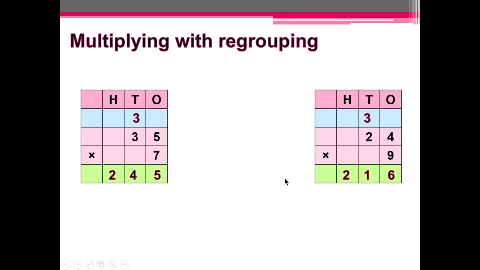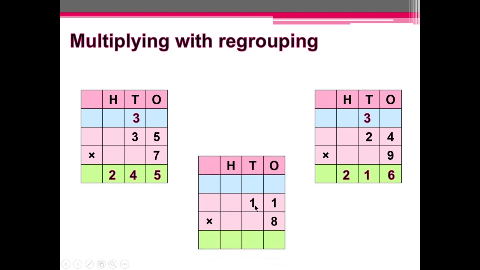Very good. Now, 11 multiplied by 8. Can you tell me? Yes, 1 multiplied by 8 is equal to 8. Again, 1 multiplied by 8 is equal to 8. So, 11 multiplied by 8 is equal to 88.